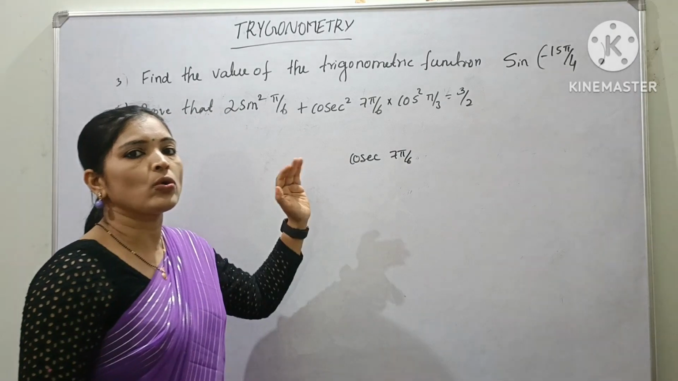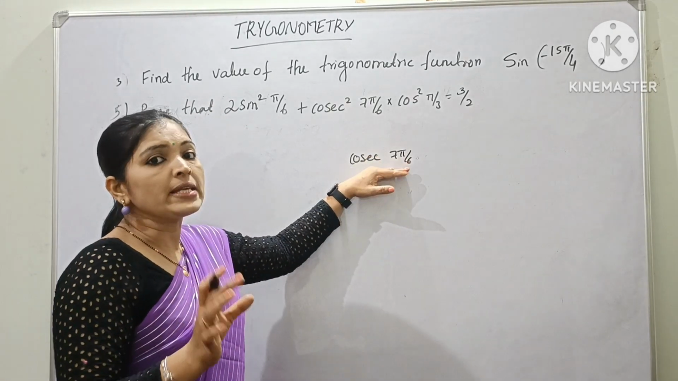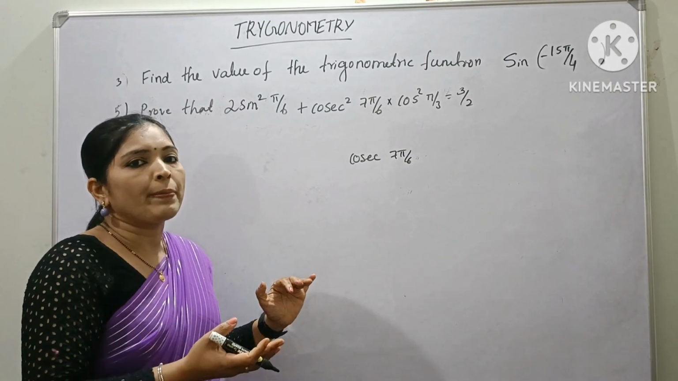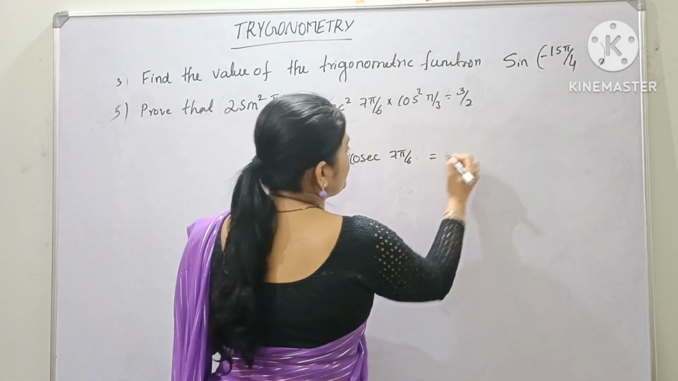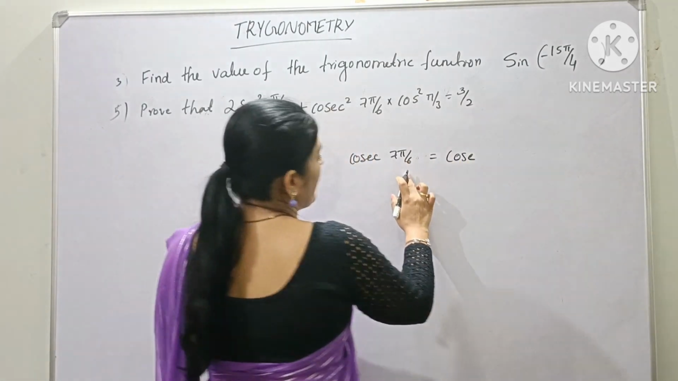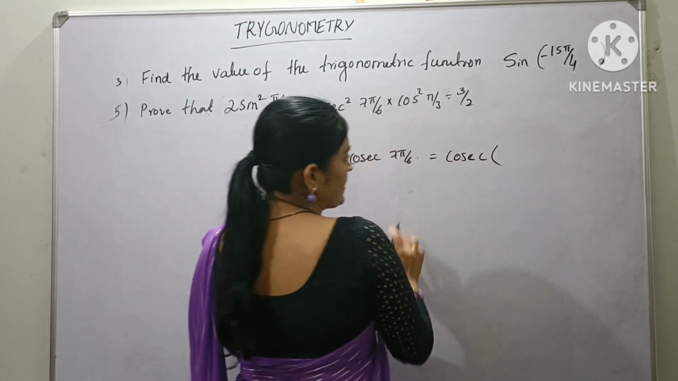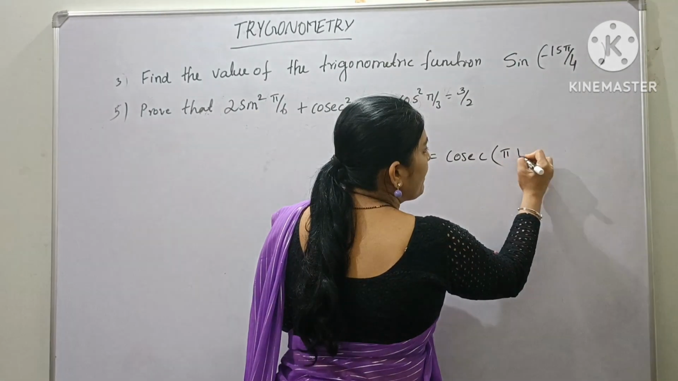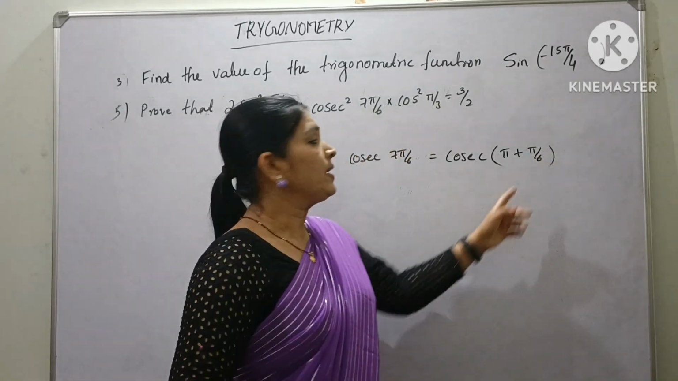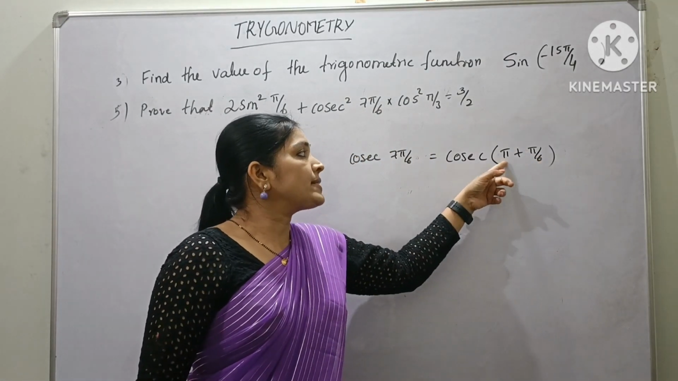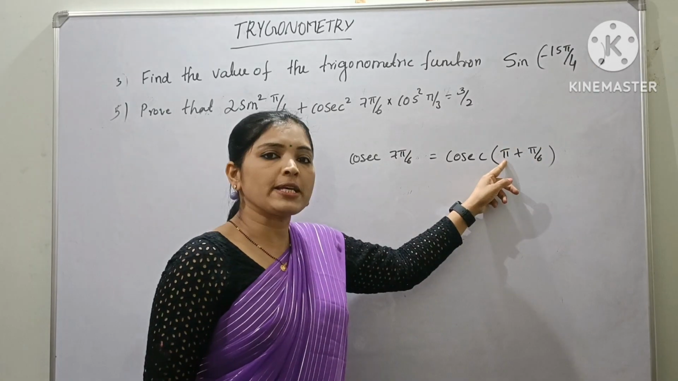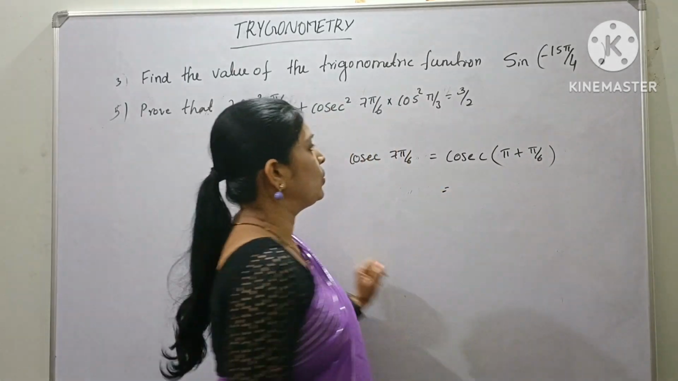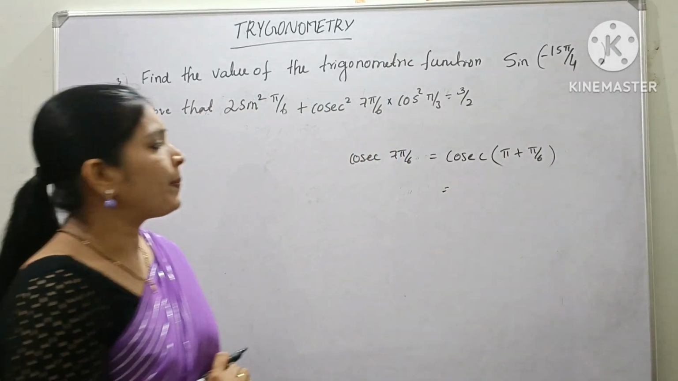What is the value of cosec 7 pi by 6? See, for this we have to write it in the form of cosec of x plus y, so that we can apply the formula, right? So here cosec 7 pi by 6 is equal to cosec of, how to write 7 pi by 6? That is pi plus pi by 6. See, by cross multiplication, 6 into pi plus pi, 6 into pi is 6 pi plus pi, that is 7 pi by 6. Now, what is cosec of pi plus pi by 6?